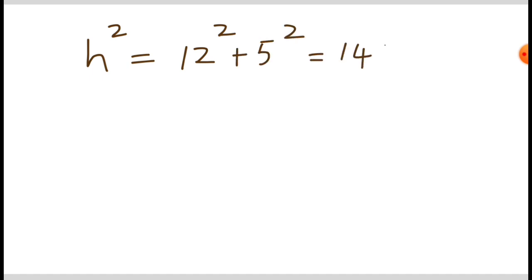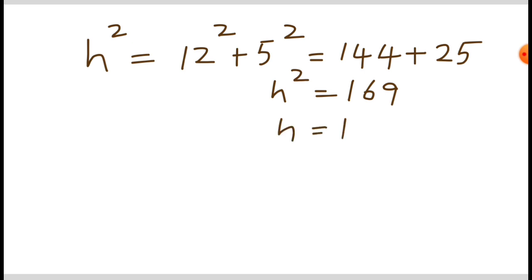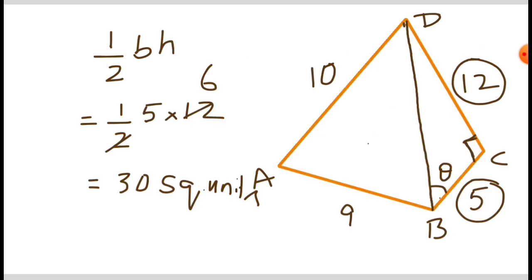So according to that information, hypotenuse square equals opposite square plus adjacent square. So 12 square is nothing but 144. 5 square is nothing but 25. After adding, you will get 169. The h value, this is h square value. The h value is 13 units. This is DB length. Now we found this DB length, that is 13 units.